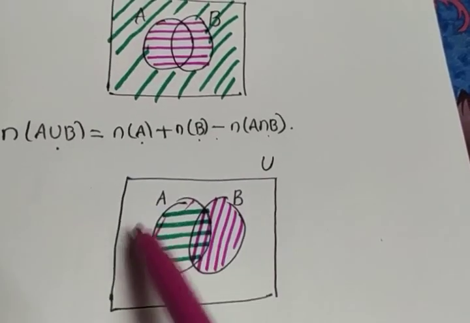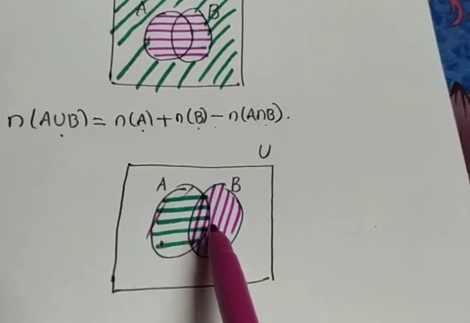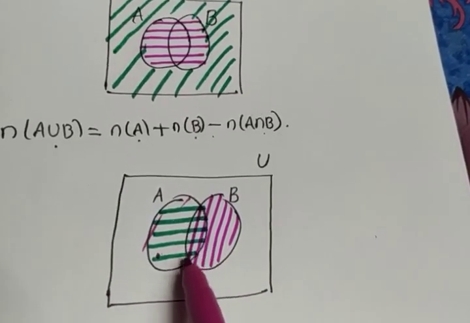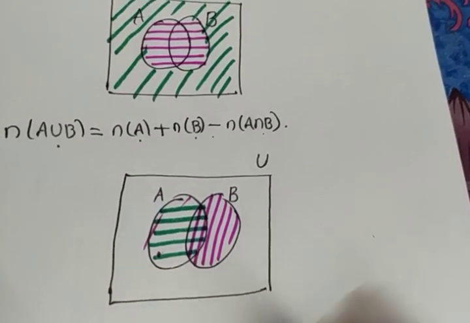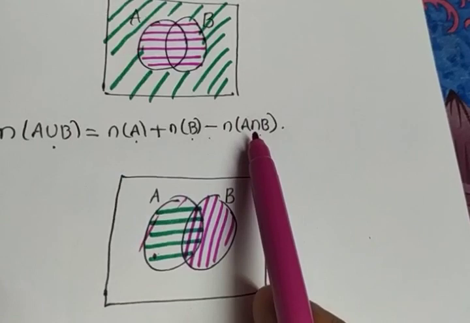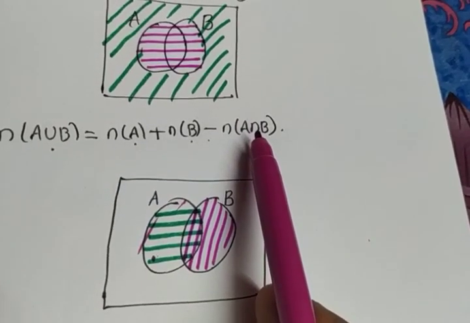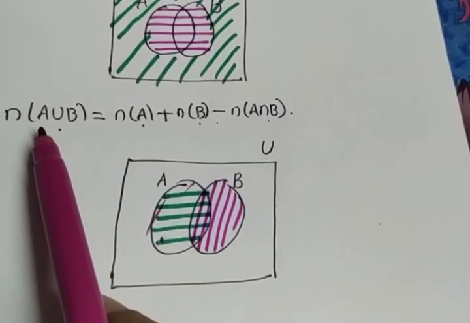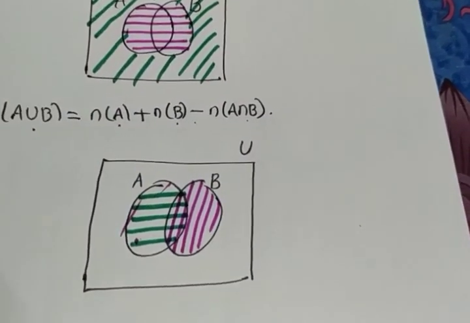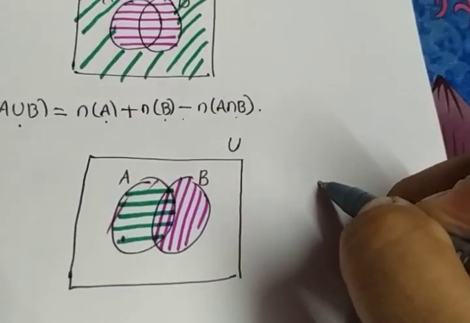So if I want to find A union B, if I do it like this, A plus B, then in A union B this intersection part comes twice. So to avoid that, we are subtracting the number of elements in A intersection B. Clear? So n of A union B is equal to n of A plus n of B minus n of A intersection B. Otherwise I will make it clear again.